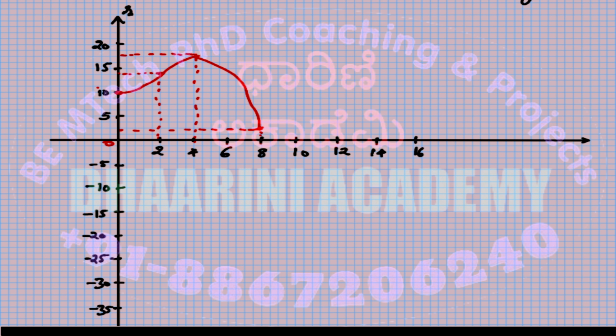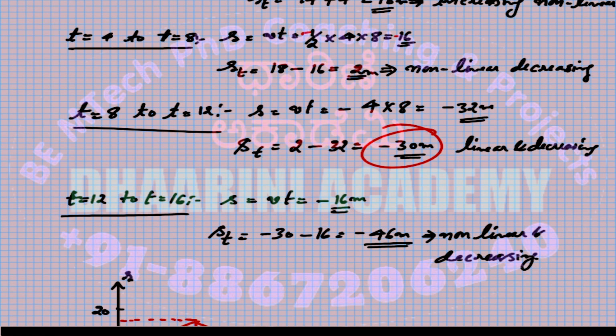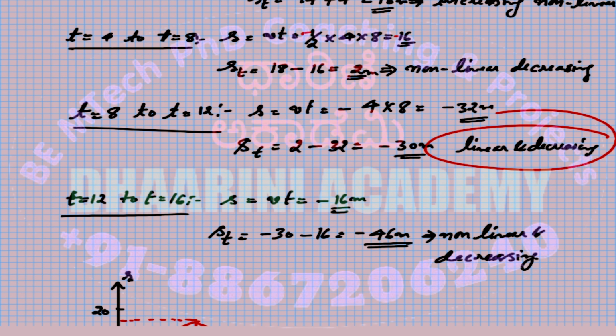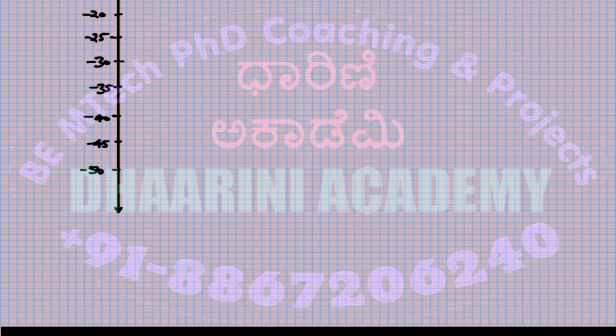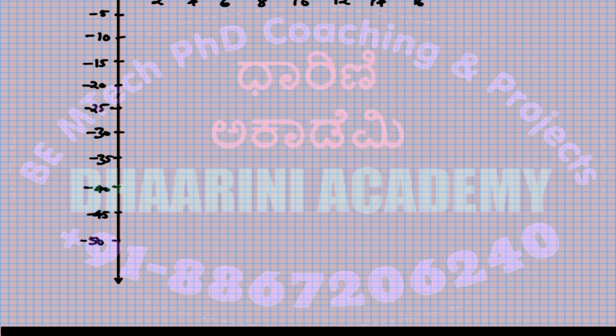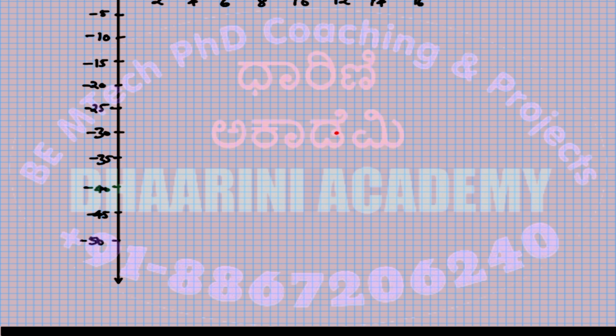All right, next part, from 8 to 12. By the time the t reaches 12, it has to reach minus 30. And you know that this is linear and decreasing. It's simply a straight line. I just have to draw a straight line. And it has to take it to minus 30 at that time. So let's say minus 30 is this point. So it will be a straight line connecting this point to this.